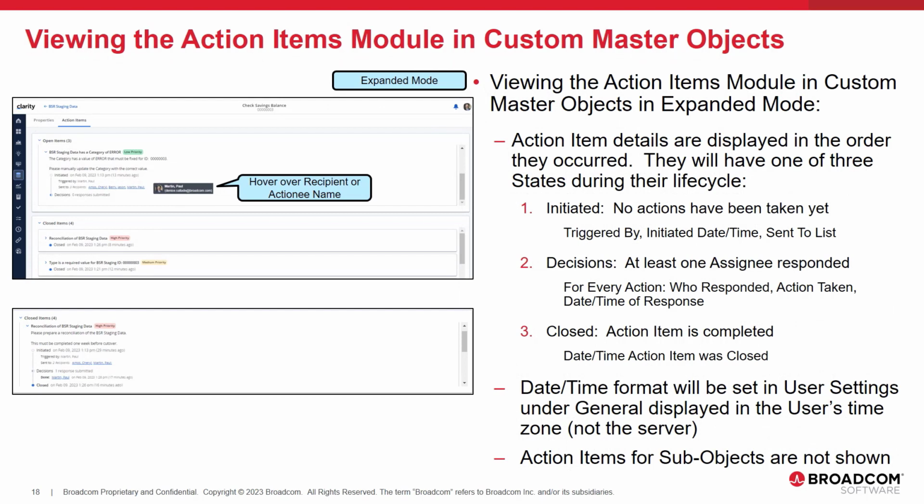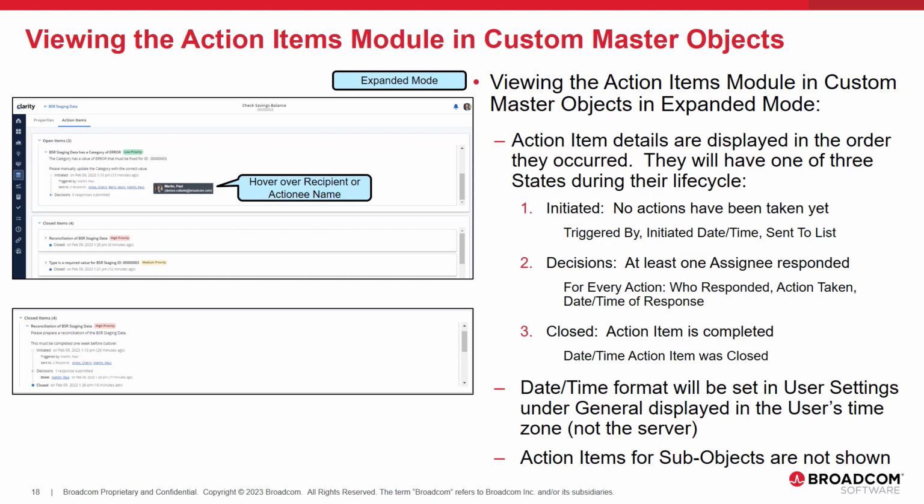So now we're going to take a look at the action items module in expanded form. Notice that there are not any action buttons for any assignees to take action on. This is primarily designed as a way to view the life cycle of each action item for the custom master object. Once you expand your action item, you'll note that it can be in one of three stages: initiated, decisions, or closed.